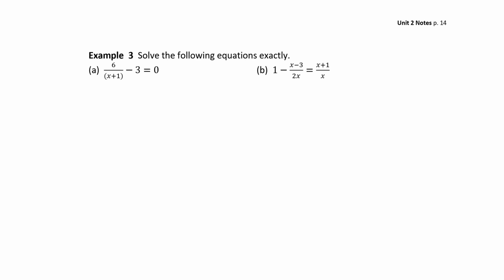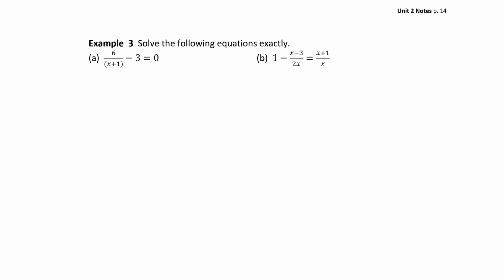Example 3, solve the following equations exactly. We have a rational equation because I see a fraction in the first term, and it contains a variable in the denominator. So our goal is to multiply all of our terms by the lowest common denominator. Well, since there's only one denominator, our LCD is x plus 1. So I'm going to multiply each term in the original fraction by the LCD x plus 1.